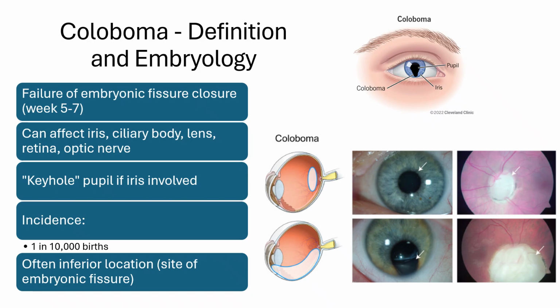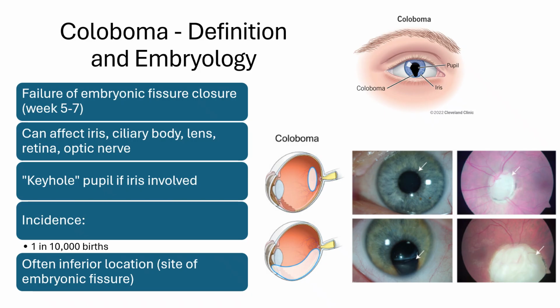When the iris is affected, we see the classic keyhole pupil appearance that's pathognomonic for iris coloboma. This inferior notch in the iris creates that distinctive keyhole or cat eye appearance that's immediately recognizable on examination. The incidence runs about 1 in 10,000 births, making it uncommon but not rare enough to ignore during newborn assessments.